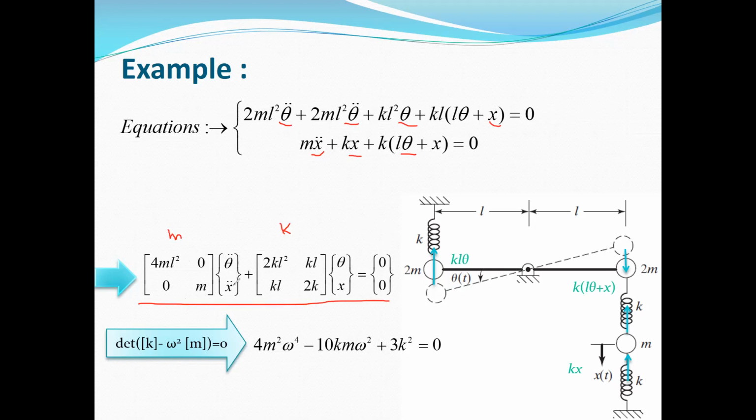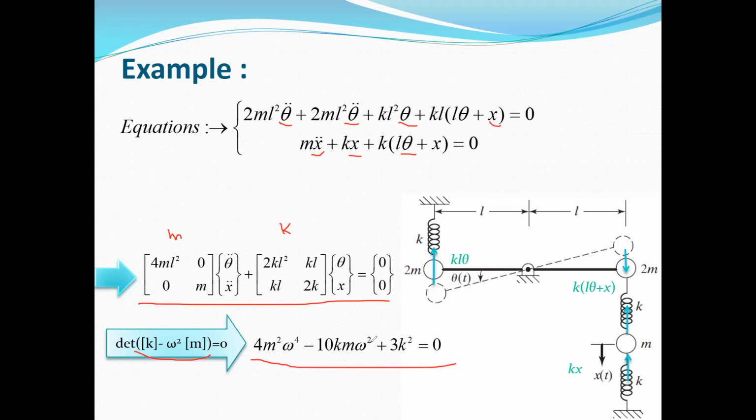And now to find the natural frequency, we need to form the frequency equation or characteristic equation. The characteristic equation will be obtained from the determinant of this matrix k minus m omega squared. If you calculate this matrix and find the determinant, you can extract this characteristic equation or frequency equation.